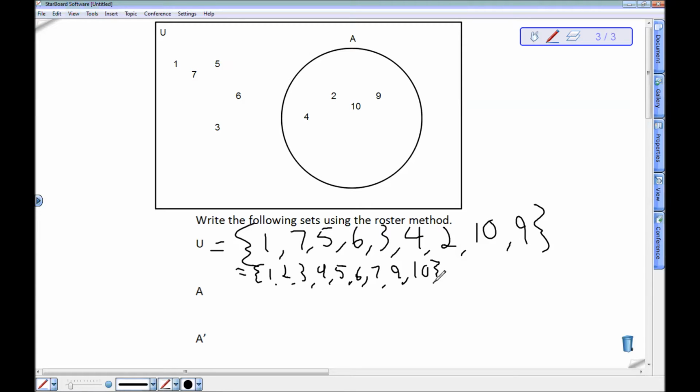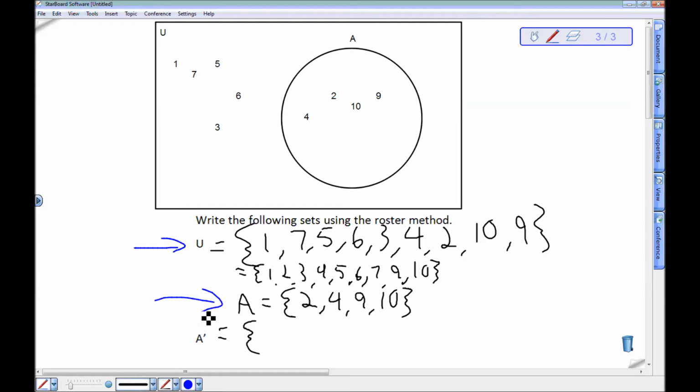Now, let's look at what's in set A. We will put it over here. In the set A, it looks like I have 2, 4, 9, and 10. Okay, that set A is 2, 4, 9, 10. And then this set A complement is everyone in the universal set except those guys. So again, I could either look at this set, look at that set, and say what's missing. Or for A complement, I can look at my circle for A, since I have a nice Venn diagram, and look for everything outside of that.